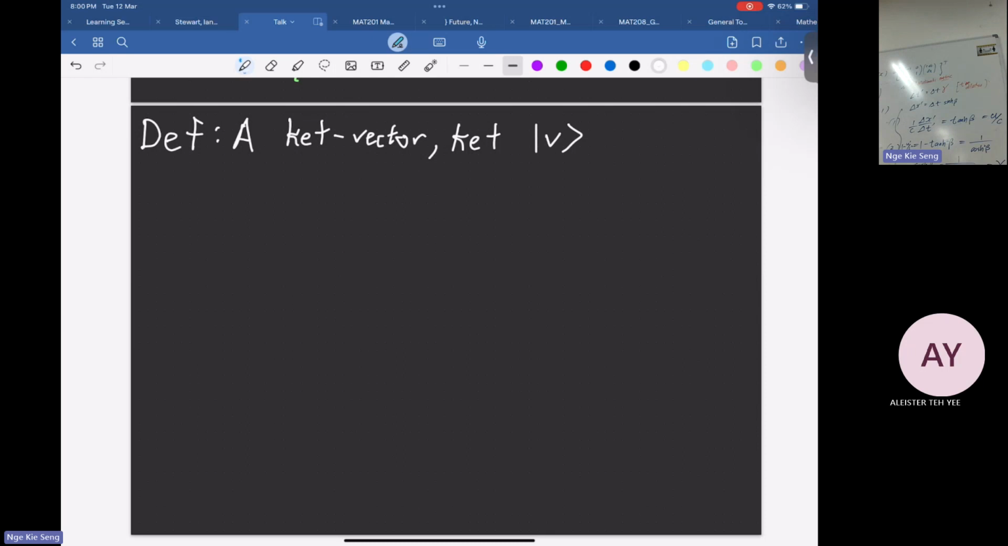Is bracket coming for bracket? This is what I thought. Oh yes, okay, good. So bracket, cat at the back. So that's why you use the right one. Okay, so this is a cat vector.